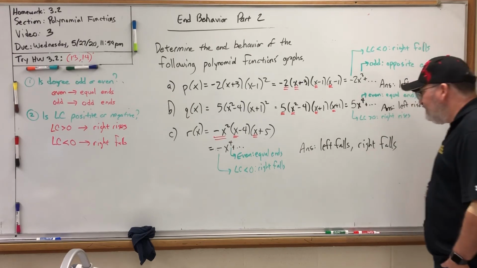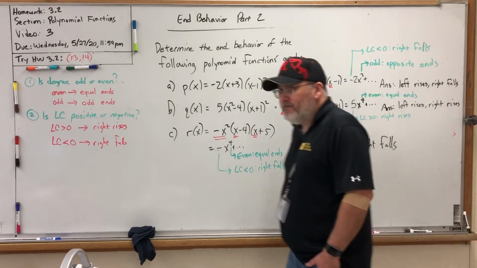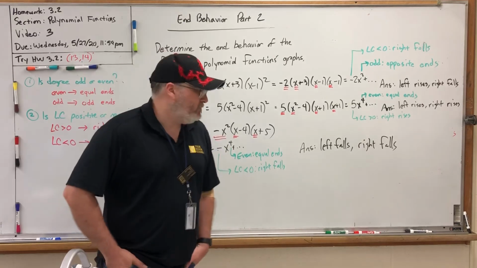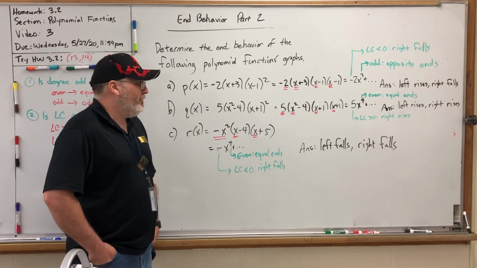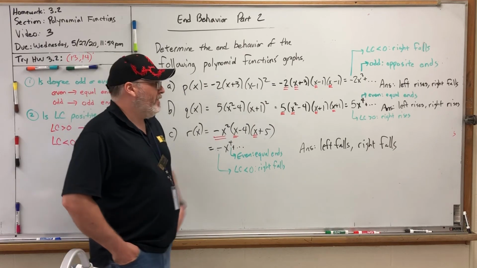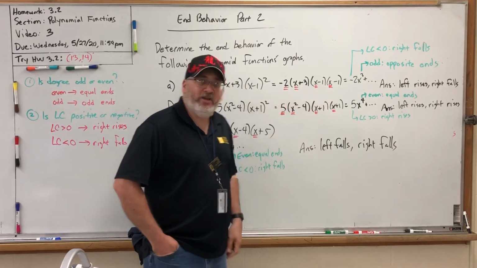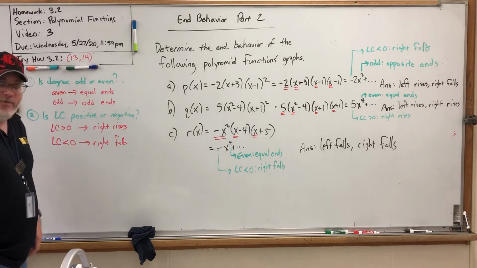So it's not really that difficult to analyze the end behavior of a polynomial function's graph if that function is already factored for you. You just have to dig out the leading term by multiplying the leading terms of the individual factors together and then analyzing it the same way that we did before.